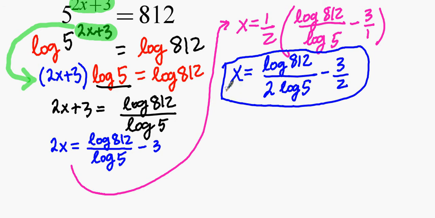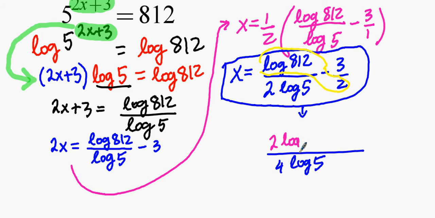There are other ways to rewrite this, so if you want to, you can finish this and subtract fractions, in which case you would multiply the bottom. So 2 times 2 is 4 times log 5. And then you would need to cross multiply. So on the top you would get 2 log 812 minus 3 times 2 is 6, so 6 log 5. I don't know if this is any simpler.